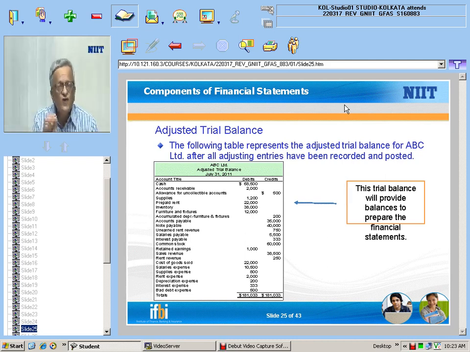So, what you have to do is write down in your exercise book what are the adjusting entries that have been made. Please write down in your exercise book what are the adjusting entries that have been made.